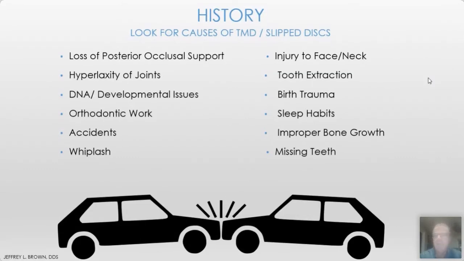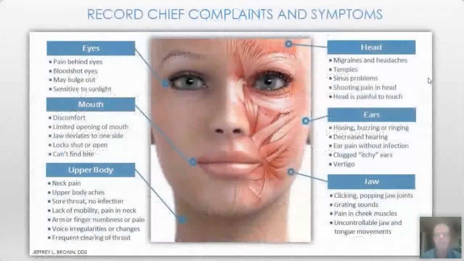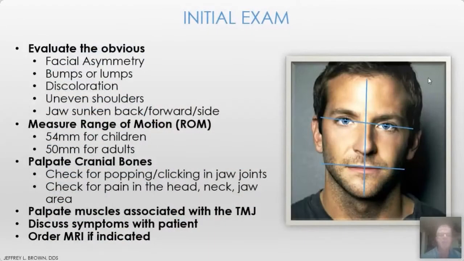Accident cases, these things happen all the time. Injuries, tooth extraction, birth trauma, all these things are factors that cause temporomandibular disorder and slippage of the articular discs. So you have to get into the history with these patients. This is a stock photo of all the things that you want to look for when you're dealing with a TMJ patient.